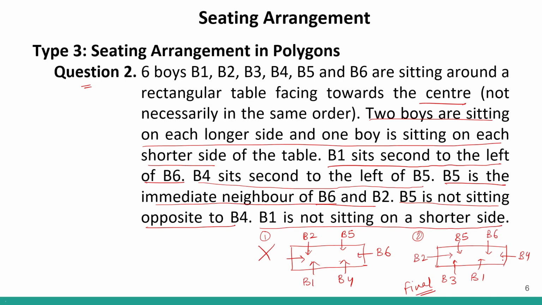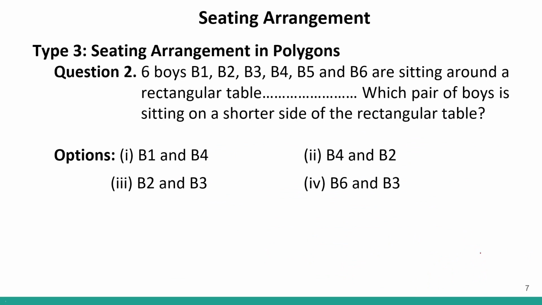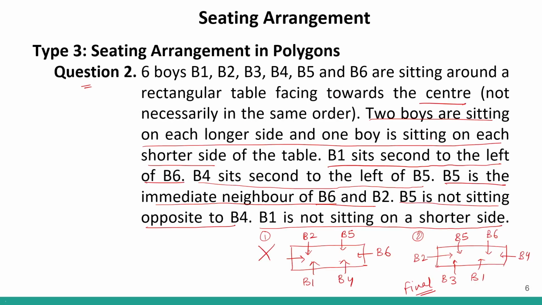Now based on this possibility, we have a question in the next slide. The question asks which pair of boys is sitting on the shorter side of the rectangular table. So we have to answer which 2 boys are sitting on the shorter side. If we look at the diagram, at the shorter side we have B2 and B4. So my answer will be B2 and B4.